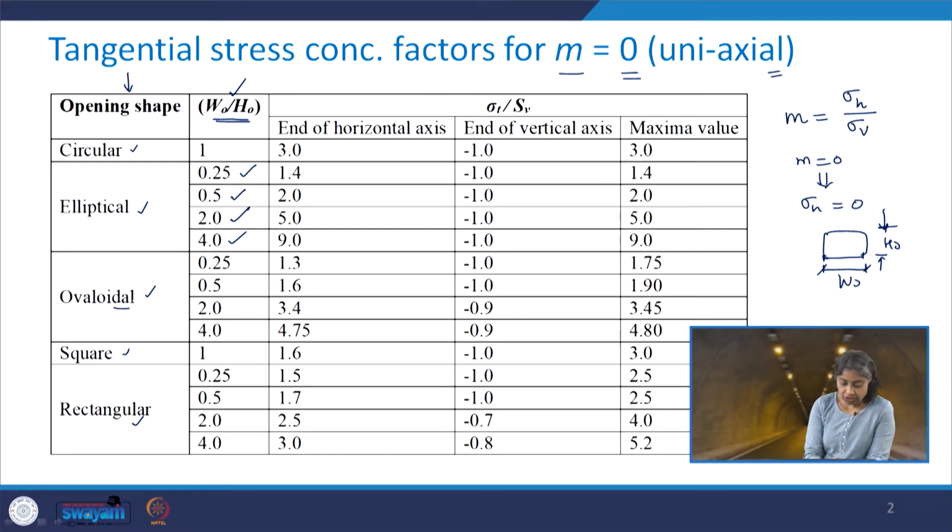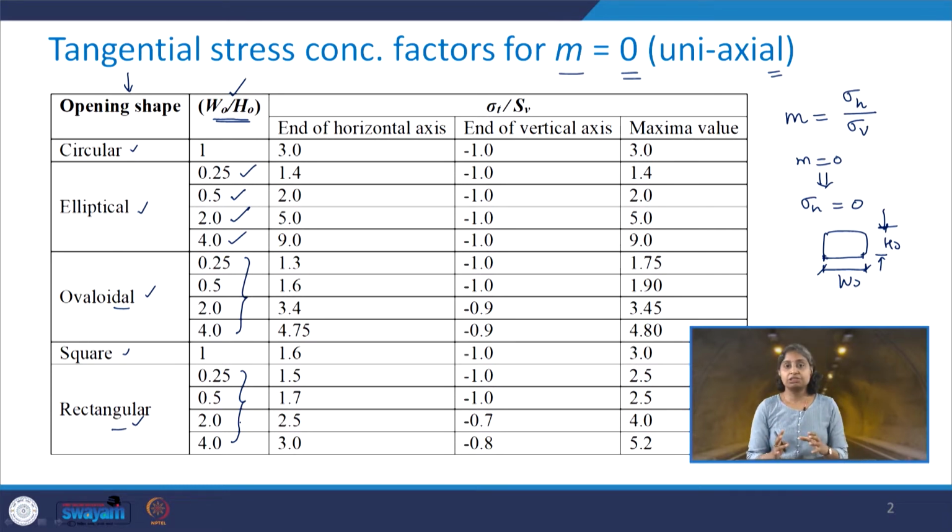Similarly, for ovaloidal and rectangular shape, we have the 4 values of W naught by H naught as 0.25, 0.5, 2 and 4. Then, as I mentioned to you in the previous class, we are going to focus on 3 values of the stress concentration, that is at the end of the horizontal axis, then at the end of the vertical axis and of course its maxima value.